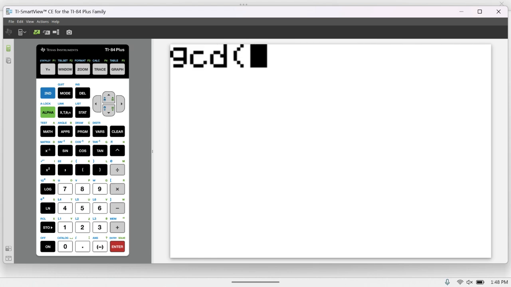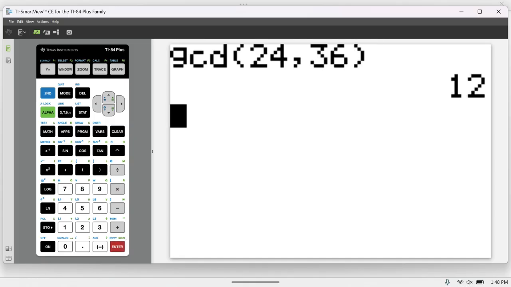Now, pick 2 of the numbers. So I'm going to do 24 and 36. I'm going to do 24, comma. The comma key is right next to the parenthesis key. It's to the left of the parentheses. 36. And hit enter. Now, the GCD of that one is 12.